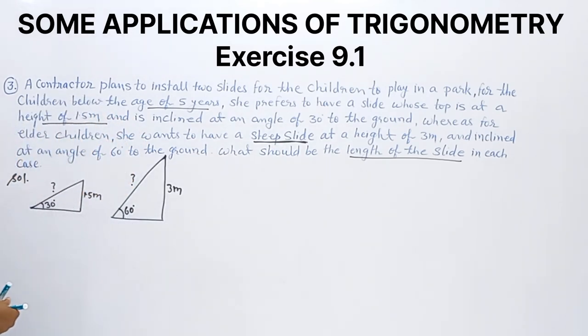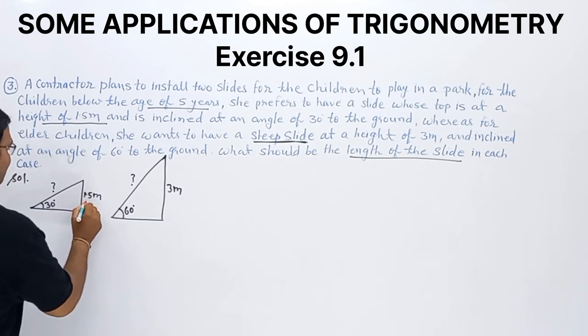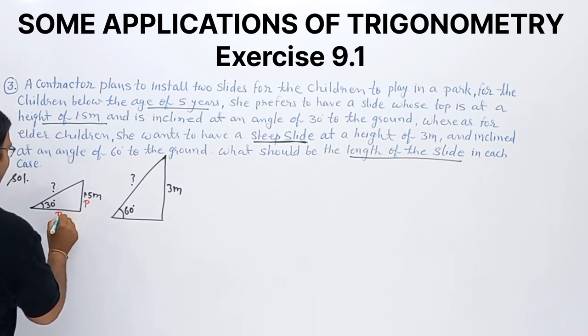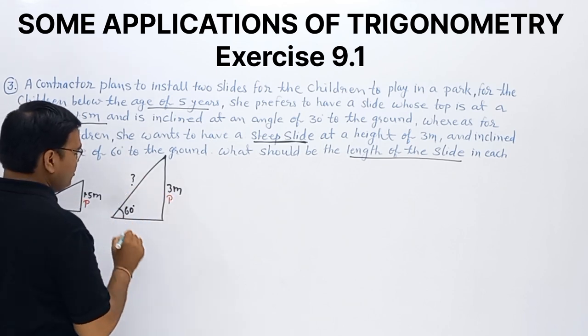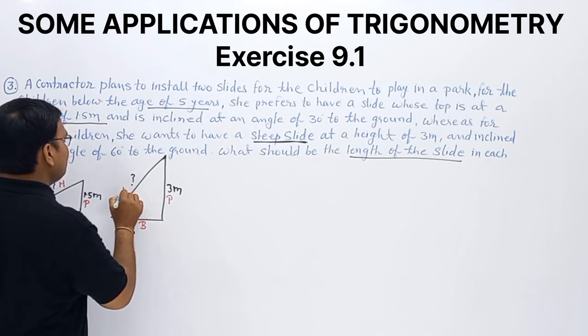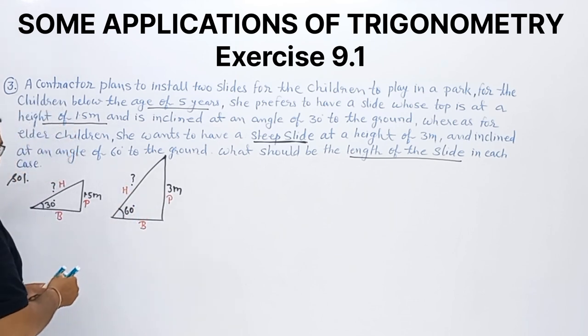So how will we solve? Case number 1. For this position we have one angle, 30 degree. This is the acute angle, obviously. Its opposite side will be the perpendicular. This will be the base, and this will be the hypotenuse. Now this is the acute angle, so its opposite side will be perpendicular, this will be base, and this will be hypotenuse.